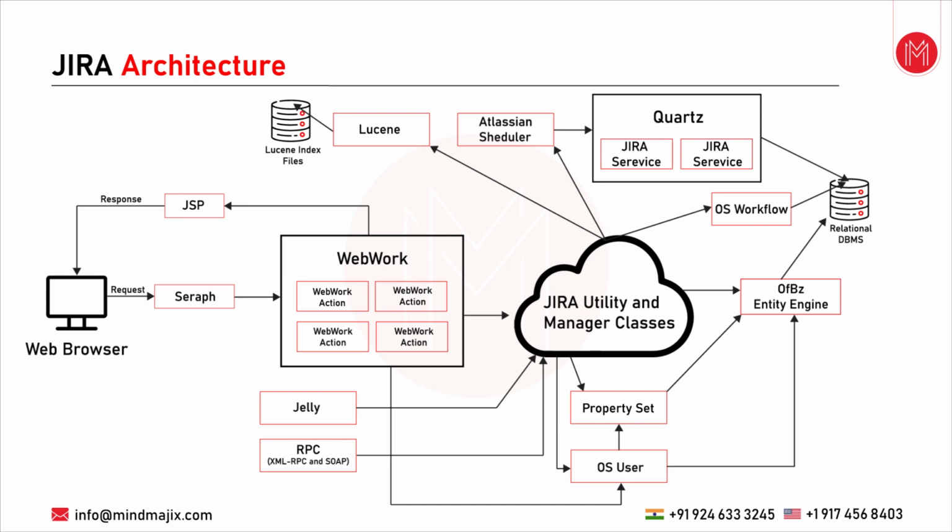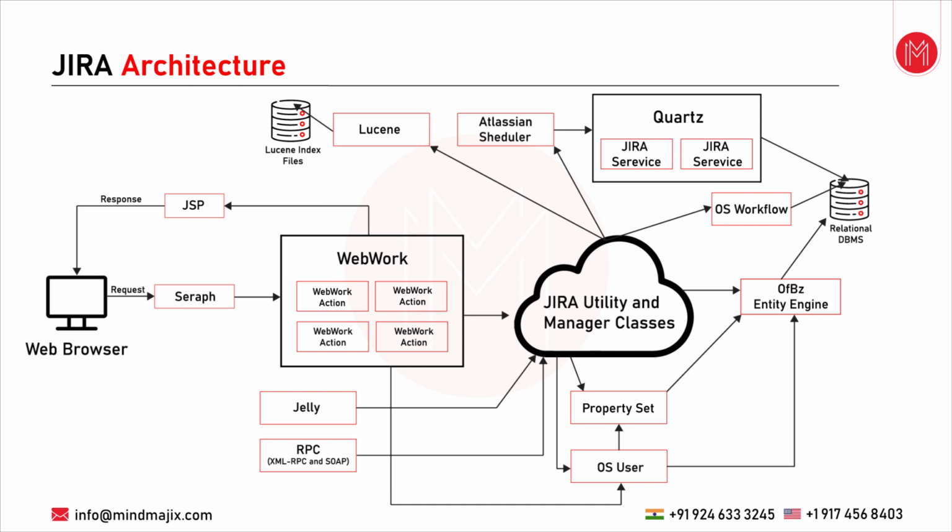JIRA utilizes Webwork 1 for processing web requests that the user submits. Webwork 1 is actually an MVC-based framework that is similar to Struts. For those who have worked with Java previously, they must know Struts as well. JSP is used by JIRA for the view layer. When you visit a specific URL in a web application, what happens is defined by a web application framework. In JIRA, almost all authentication is performed by Seraph, which is an open source web authentication framework.